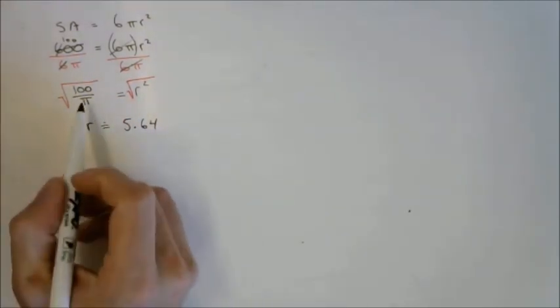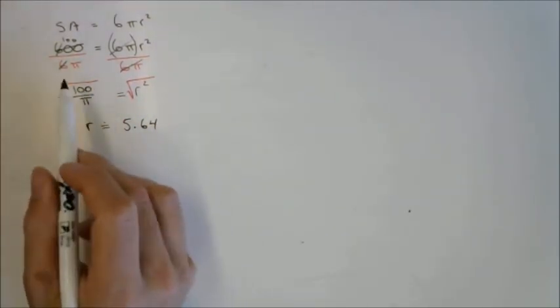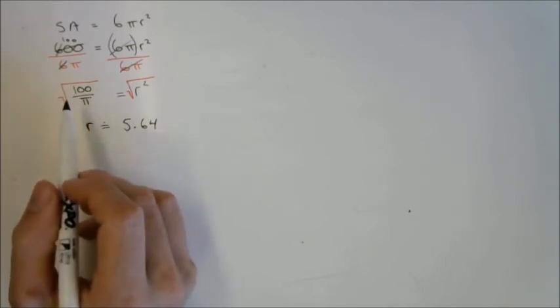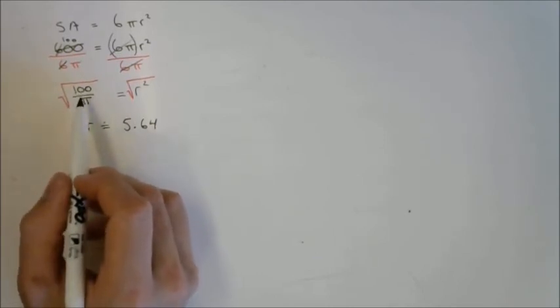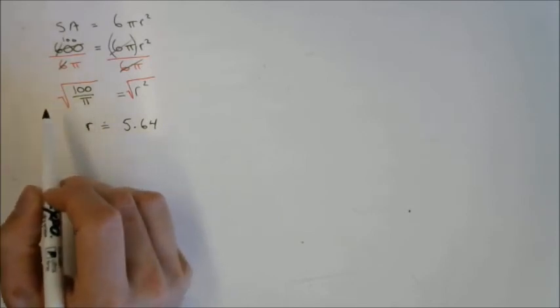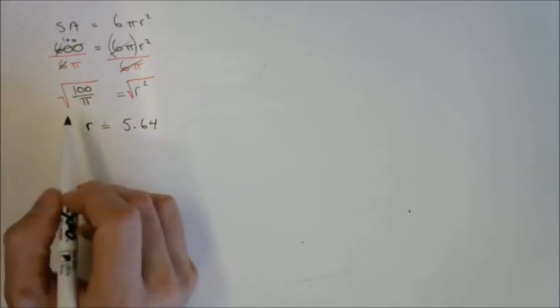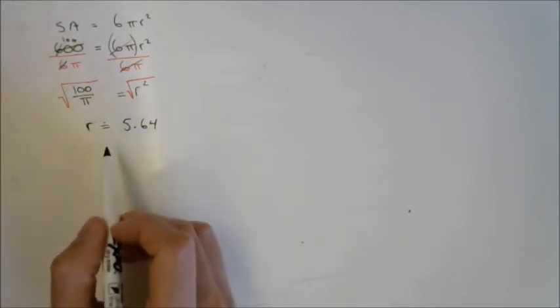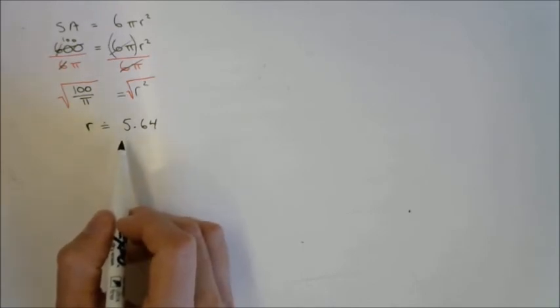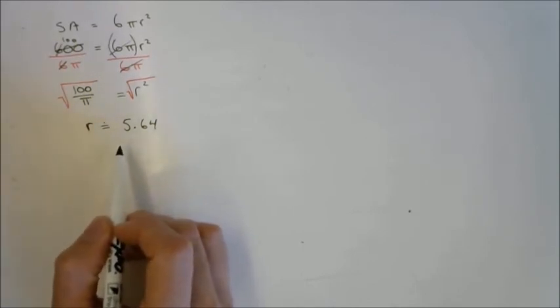And how are we supposed to do that? You do this in your calculator. Square root of 100, like, can you do 100 divided by pi? You could do 100 divided by pi, and then you could hit square root, second function, answer, enter. Okay? Point is, the radius of this can is 5.64.